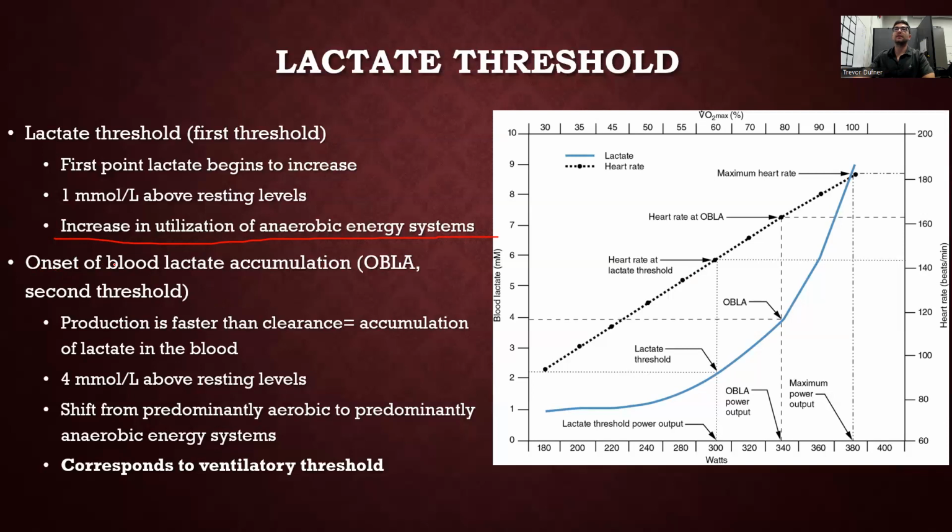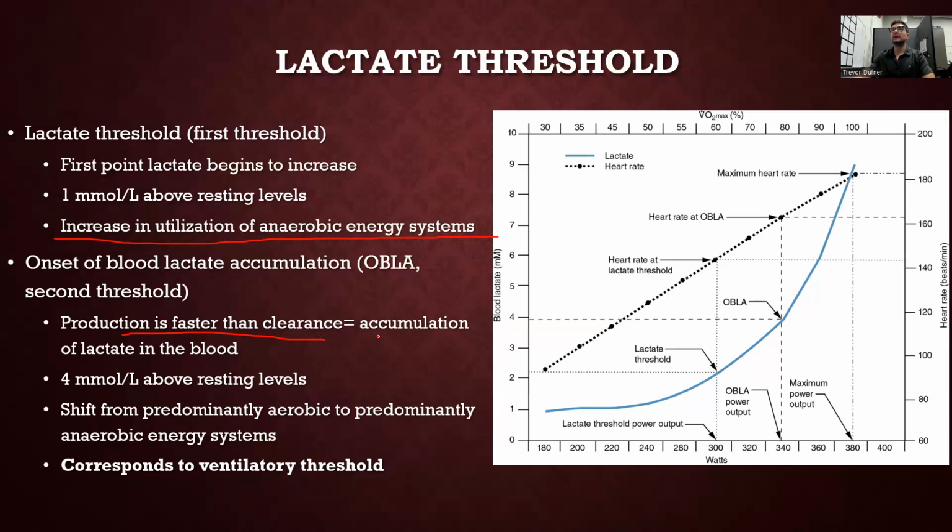And then we also have the onset of blood lactate accumulation, the OBLA. So this is a second threshold, where production is faster than clearance. Essentially, up to this point we're getting a lot of lactate accumulation, but our clearing ability, our buffering systems, the way that we get rid of this acidosis and lactate, are able to handle that. Now at OBLA, at the second threshold, the production is much faster than the clearance. So the acidosis begins to accumulate, and lactate begins to accumulate.